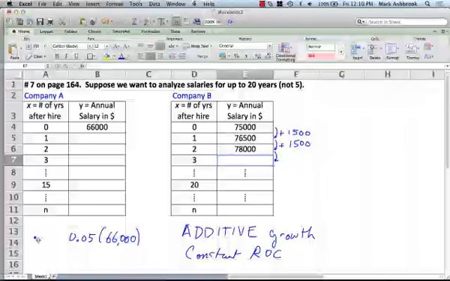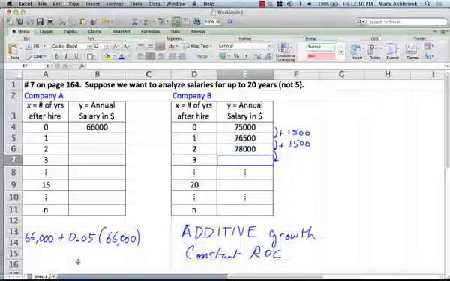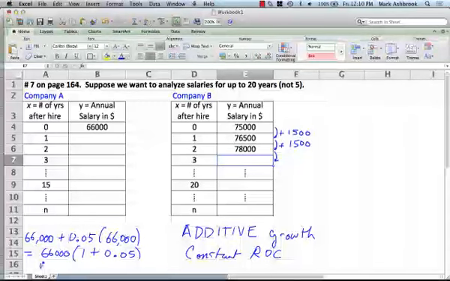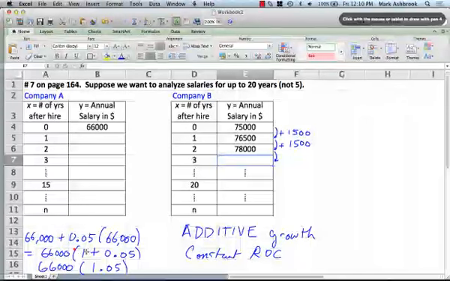So to get the next year's salary, we can just take the last year's salary and add the increase. And so we did this last time. It's definitely worth doing again. We can factor out the 66,000, and what's left? 1 plus, this is really important, 0.05, which is 1.05.